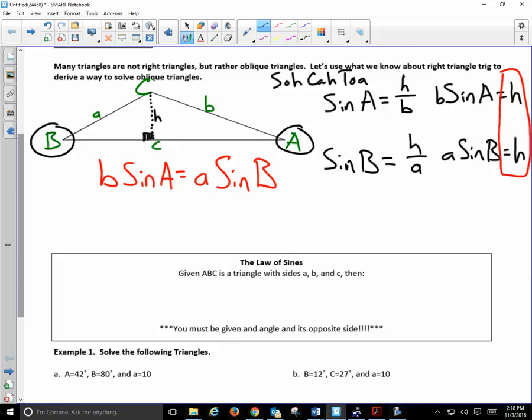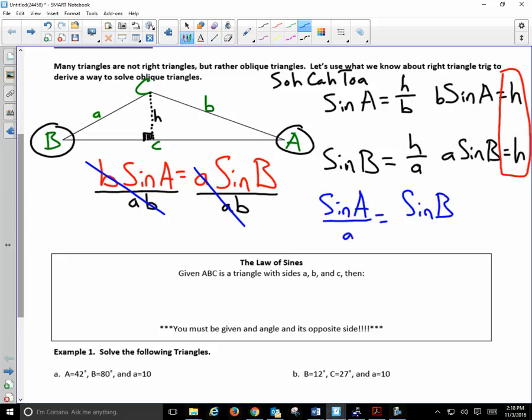I'm going to now make the formula look just a little bit different. I'm going to divide both sides by A times B. If I divide this side by A times B, what cancels? B. If I divide this side by A times B, what cancels? And I end up with sine of A over A equals sine of B over B.